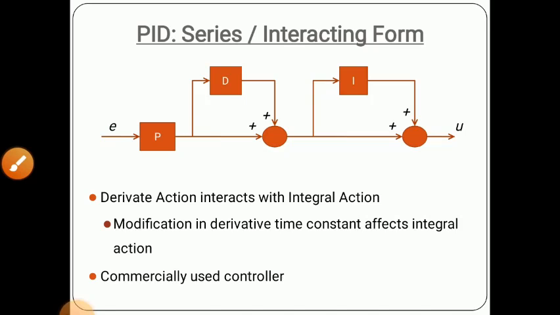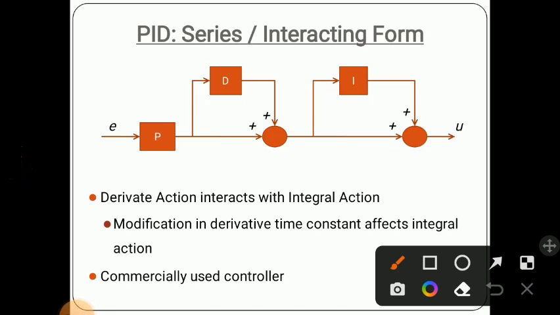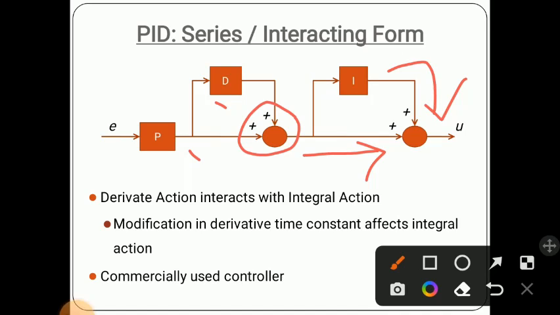So what happens here, we require summing points. This summing point is required for adding these two signals, and for adding this signal with I we need one more summing point. The input to the entire system is the error E, and at the end you get U, which is the control action that will be generated.